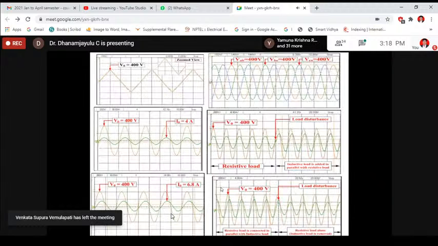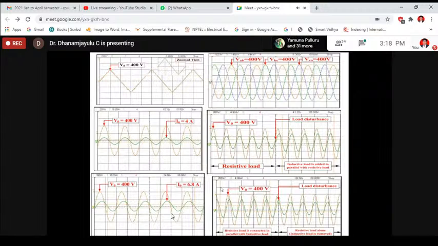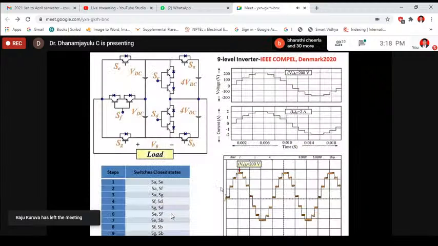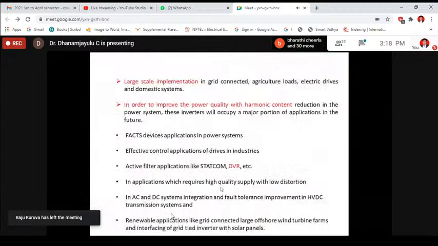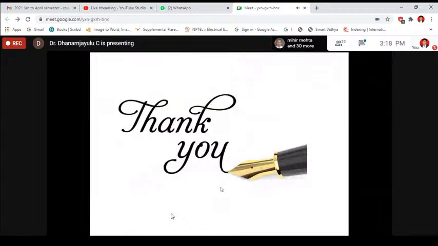I think I have generated a 120-level inverter also, but I am not able to show you because it is not published. The THD is reduced.